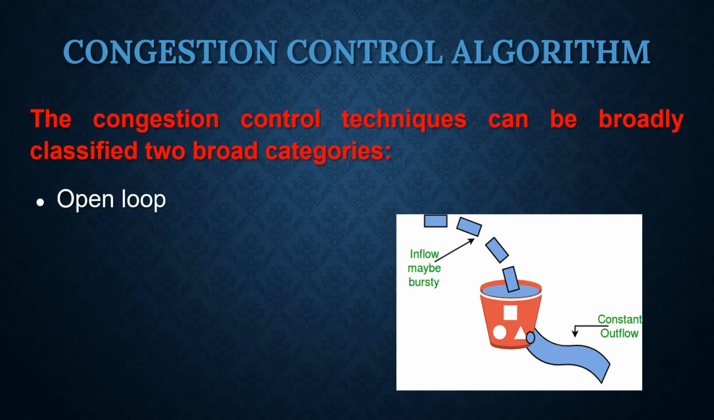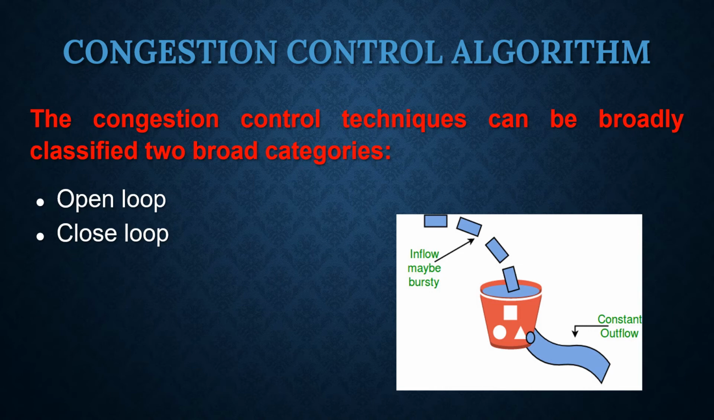One is the open loop. Open loop protocols aim to prevent or avoid congestion, ensuring that the system or the network under consideration never enters a congested state. Closed loop protocols allow the system to enter a congested state, detect it and remove it.